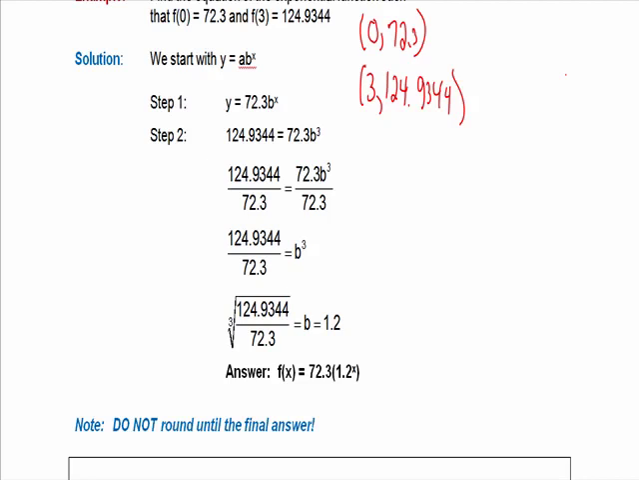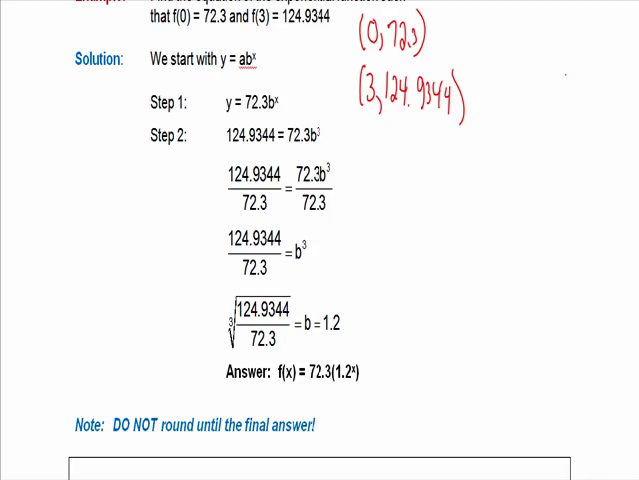That will leave me with b on the right-hand side, and then it will leave me with the cube root of 124.9344 divided by 72.3, and I would compute the cube root, and that would give me b equals 1.2. And so my final equation becomes f(x) equals 72.3 multiplied by 1.2 to the x.